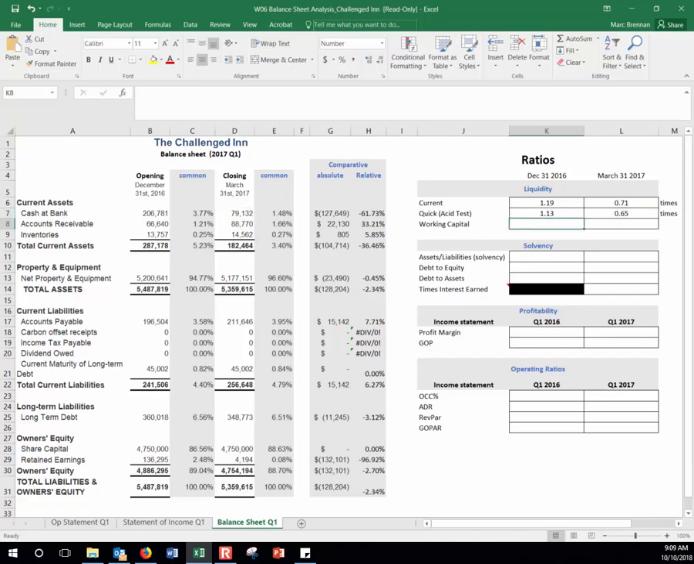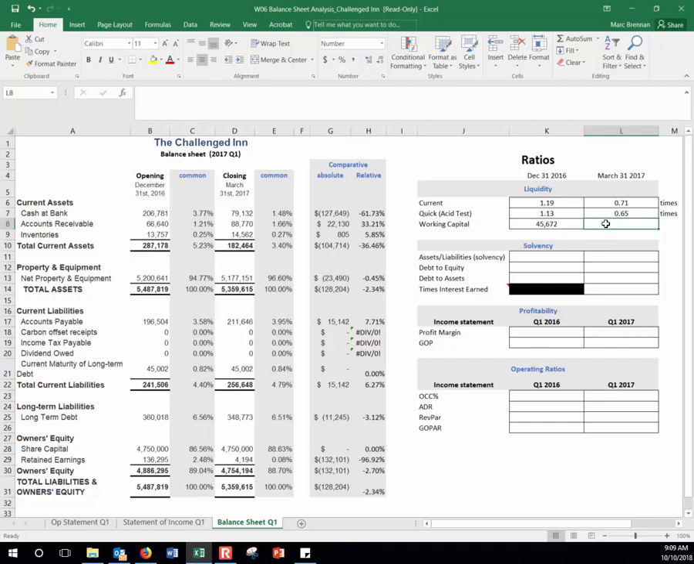Okay. Working capital. This is going to be the difference between current assets and current liabilities. So our current assets are 287,178 minus our current liabilities, which is right here. And remember, this is the only ratio that we look at that is not dividing. We're not going to divide anything by anything else.